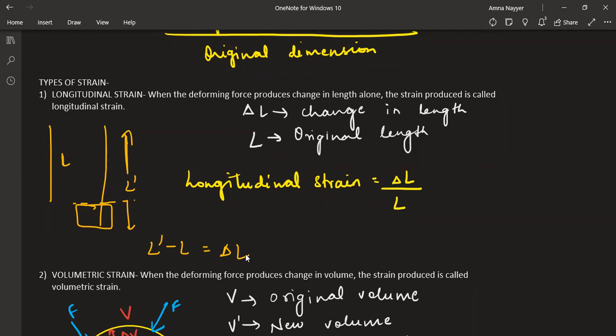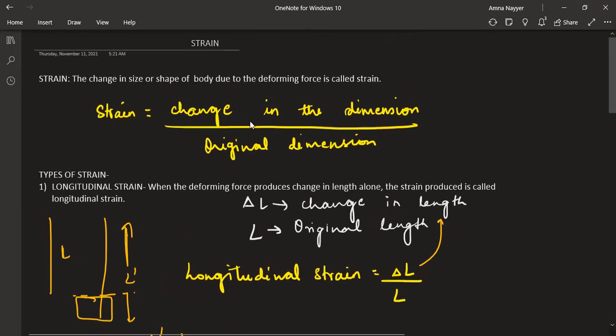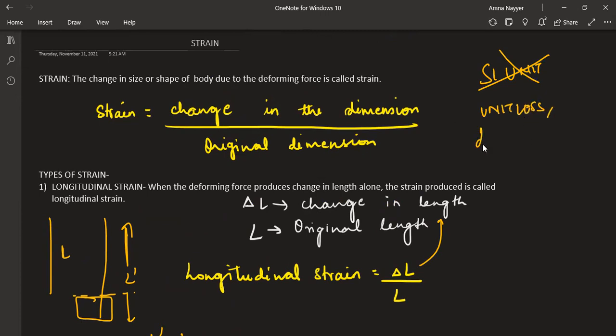So longitudinal strain will be change in length, delta L, by original length L. And class, strain will always be unitless. See, whatever dimension you have above, the same dimension you have in the denominator. So when you talk about SI units, no SI unit. It is unitless as well as dimensionless.